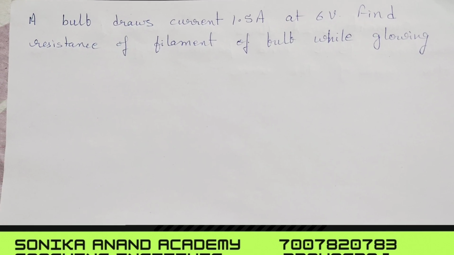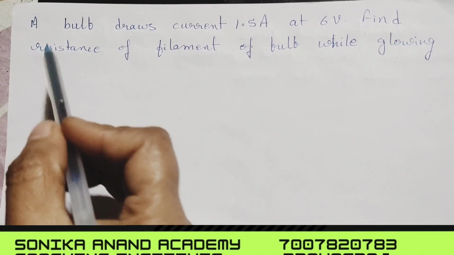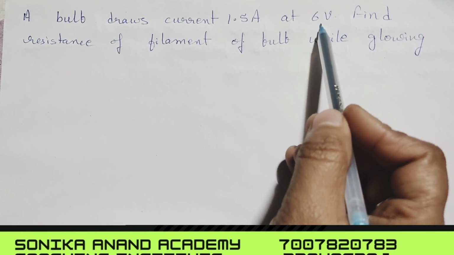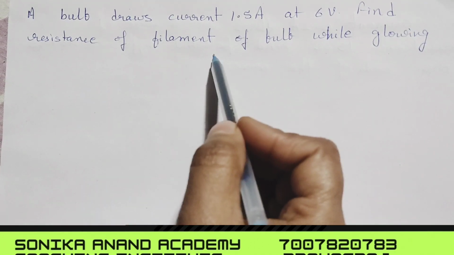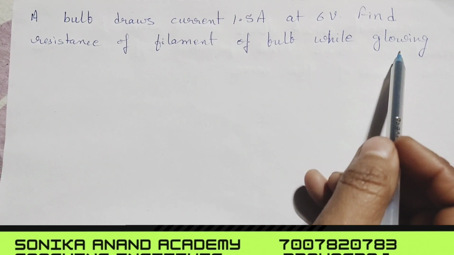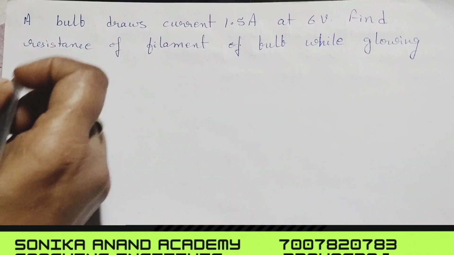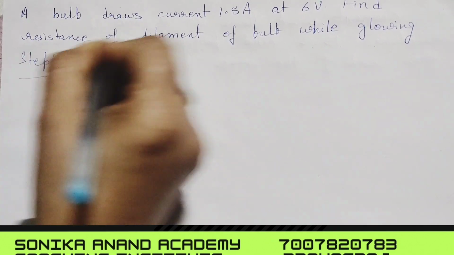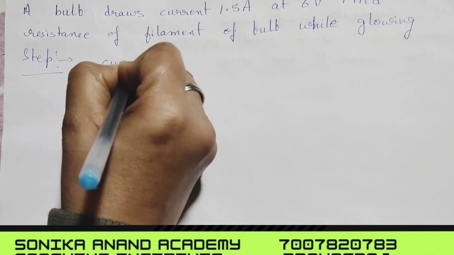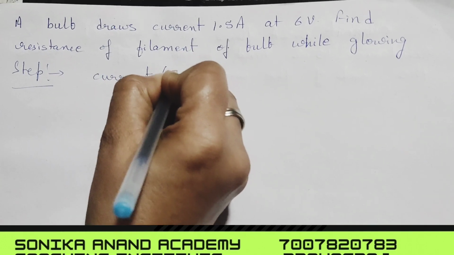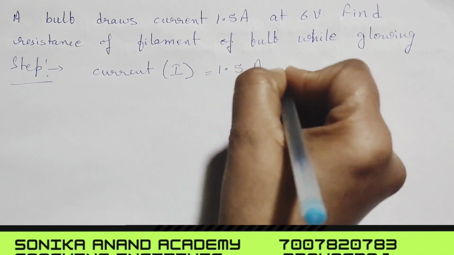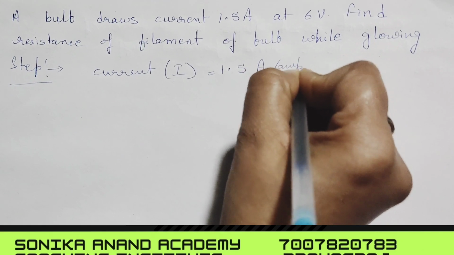Now next question we have, just look at it. A bulb draws current of 1.5 ampere at 6 volt. Find the resistance of the filament of the bulb while glowing. Now obviously, step 1, we have to analyze our question. That means current, which is written with the help of symbol I, which is 1.5 A. A means ampere, its unit.